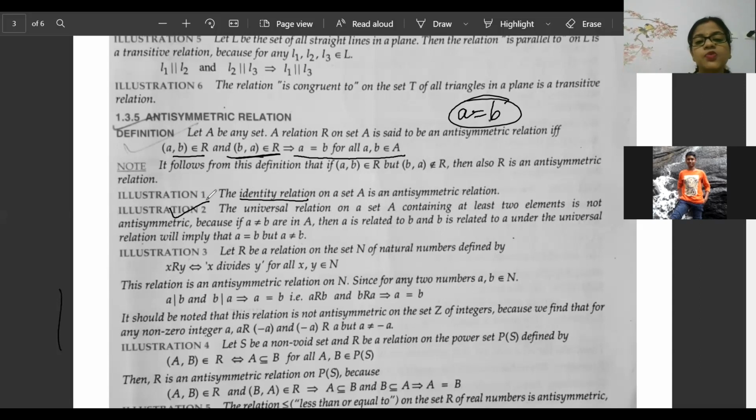Okay, so that means what? A is related to B, B is related to A. That means A is equal to B is an antisymmetric relation, and antisymmetric relations are identity relations.